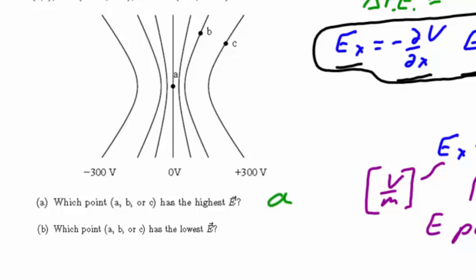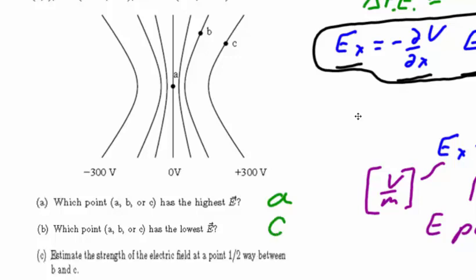Next, we're asked which point on this diagram has the lowest electric field, and that will be the point where the equipotential lines are spaced by the largest amount, and that's point C. Next, we are asked to estimate the strength of the electric field at a point halfway in between B and C. A key word in this question is the word estimate. That means our calculation does not need to be exact.